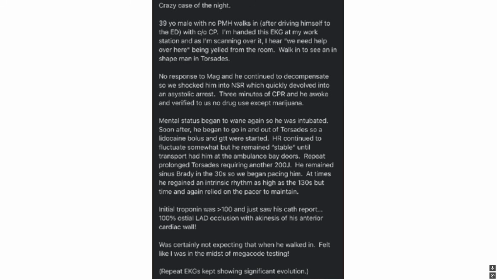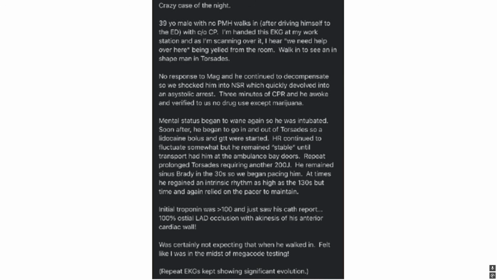No response to magnesium. I wonder why. Continued to decompensate. I wondered why. Shocked him, got CPR. Mental status began to wane, so he's intubated. They gave him lidocaine. Continued to fluctuate, but remained stable. Torsades that they shocked again. Sinus bradycardia in the 30s. At times, it remained in the 130s.